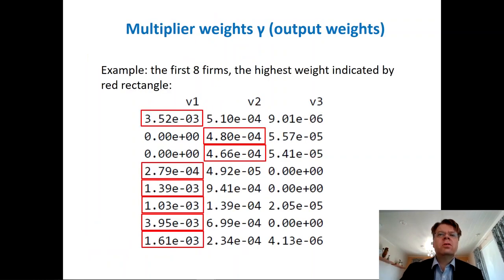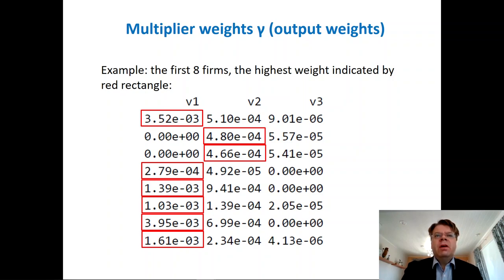Besides those efficiency scores, I already emphasized that there are also two types of weights that can be of interest. And firstly, let us consider these multiplier weights gamma. Those are obtained as the optimal solution to the primal linear programming formulation. So these eight rows in this table on the slide refer again to the same eight companies that we had in the example on the previous slides.